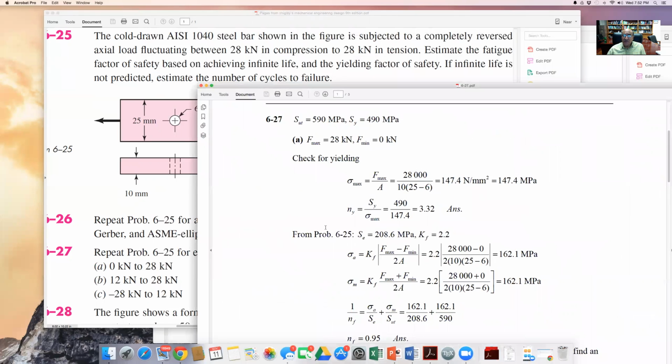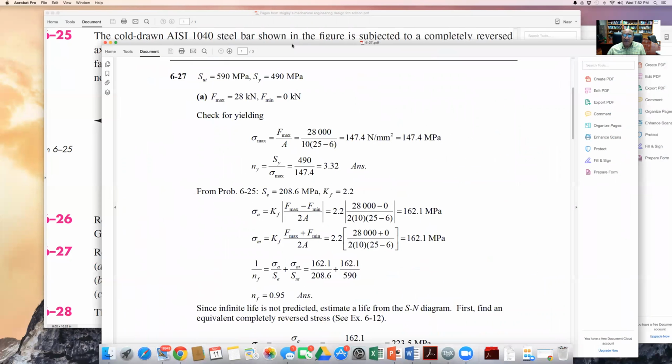So what we see is that in this case, we're using the same material properties, and the forces, the minimum is 0 and the maximum is 28. So we can get the maximum stress, this is the force divided by the area, still the same. We haven't really changed anything as far as the yield is concerned, so we're okay. But now we're going to check for the infinite fatigue life.